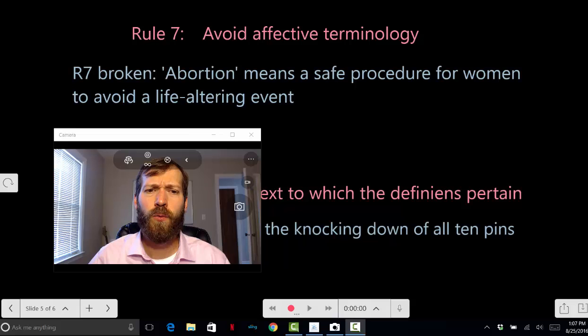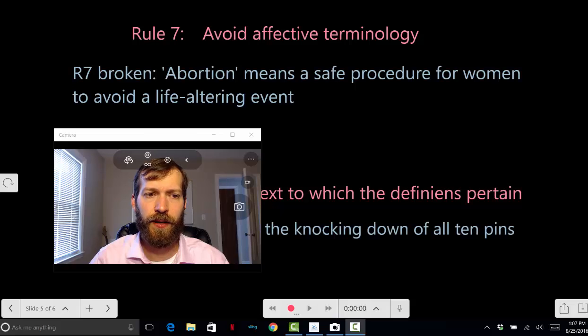But as critical thinkers, we want to base our beliefs on the facts, not just on how words make us feel, not just on the emotions that words evoke in us. So that's why we want to avoid the affective terminology.